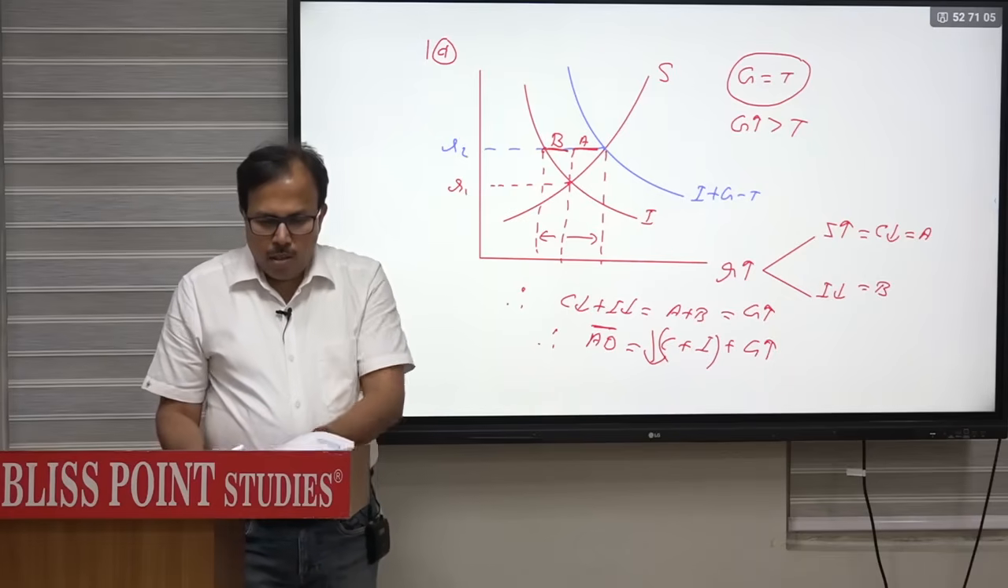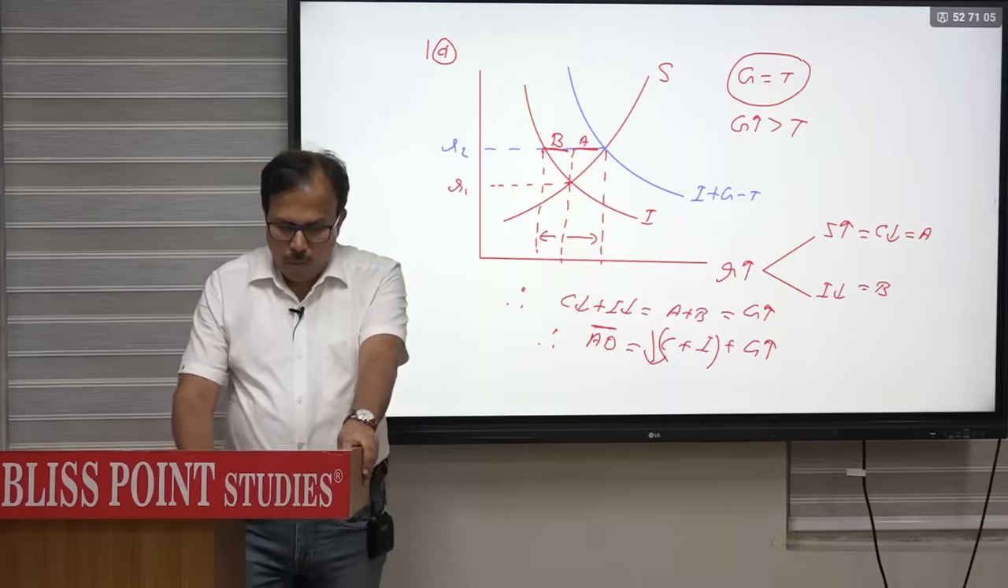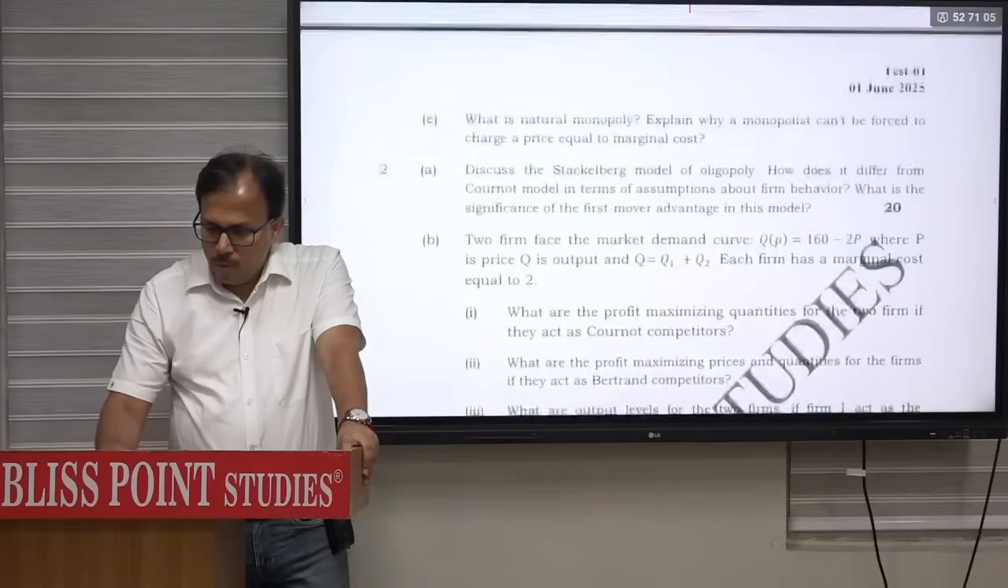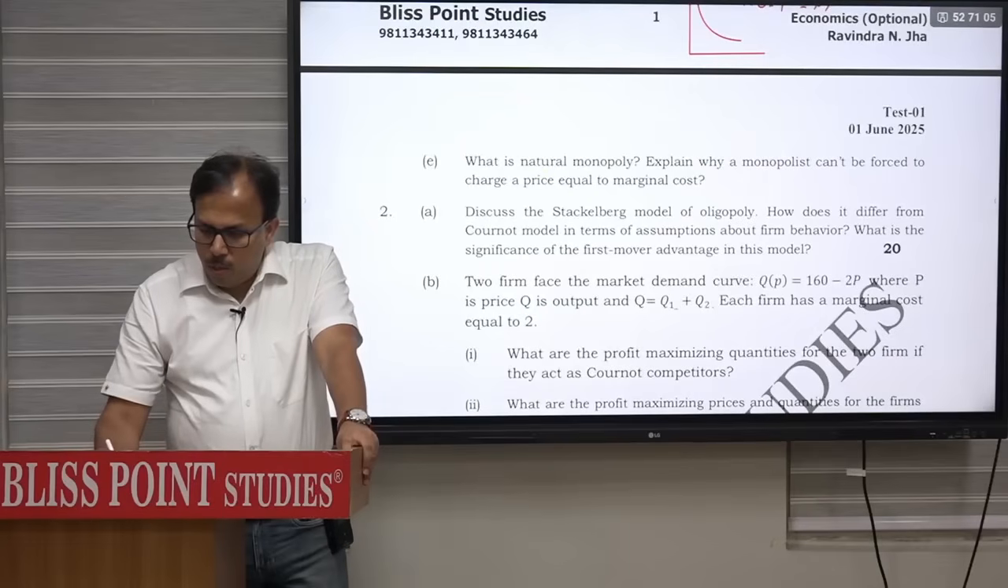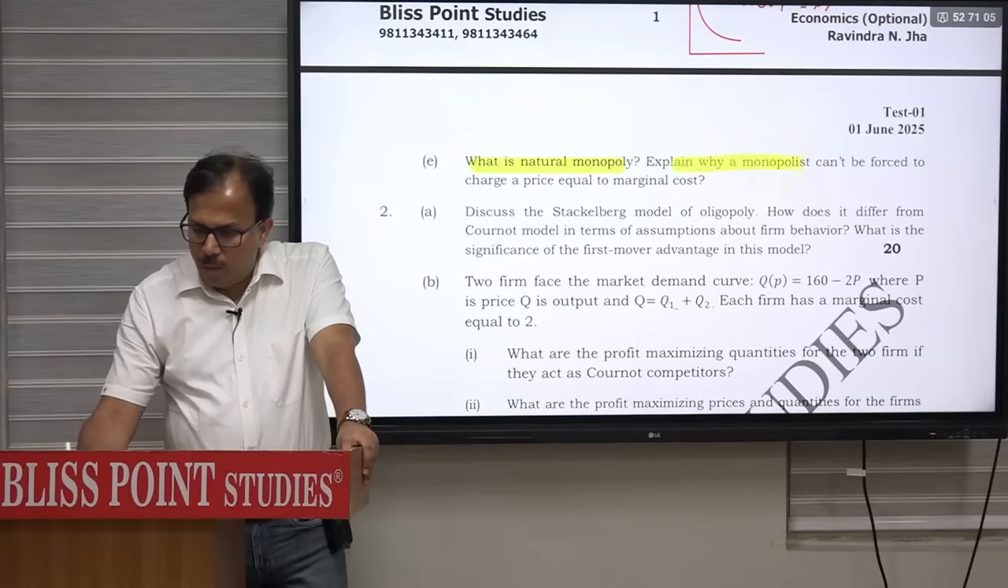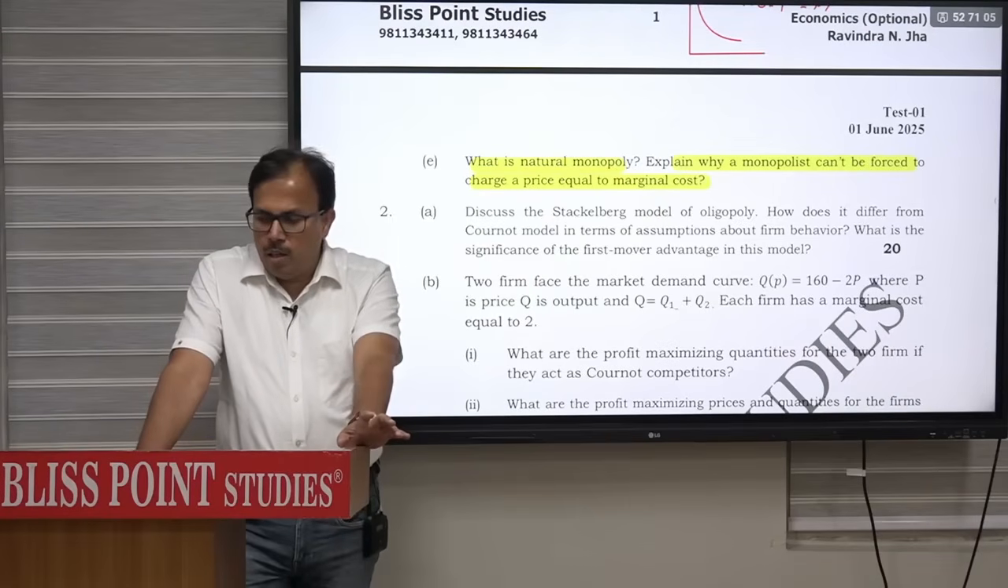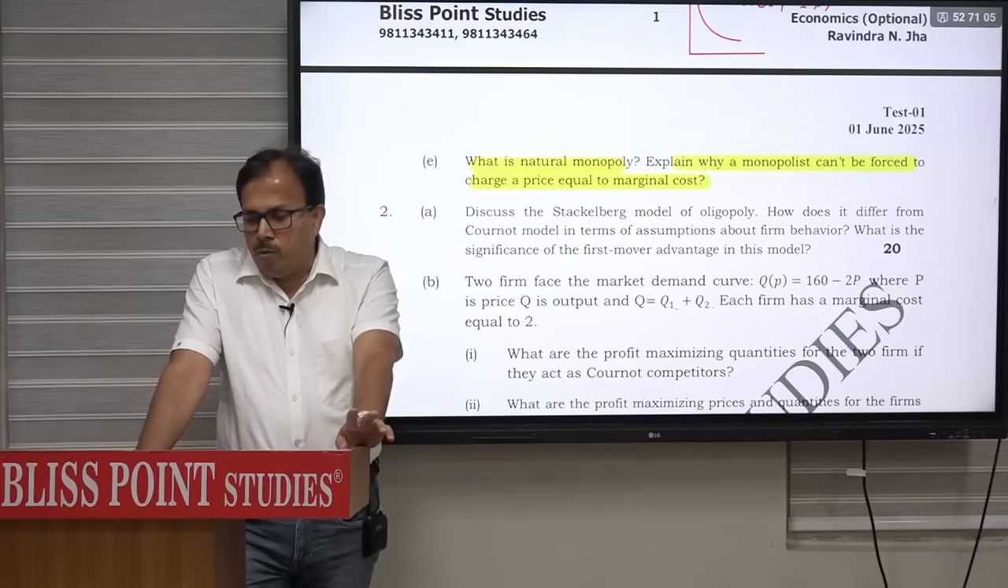Now after that, E part is natural monopoly. Again a question from micro. What is natural monopoly? Explain why a monopolist cannot be forced to charge a price equal to marginal cost. What is natural monopoly? First of all define. And why a monopolist cannot be forced to charge price equal to the marginal cost.